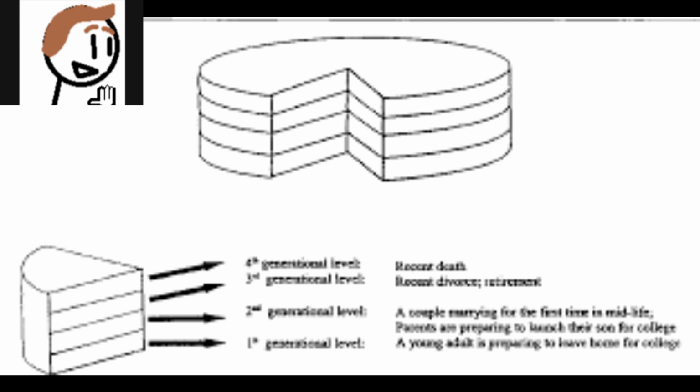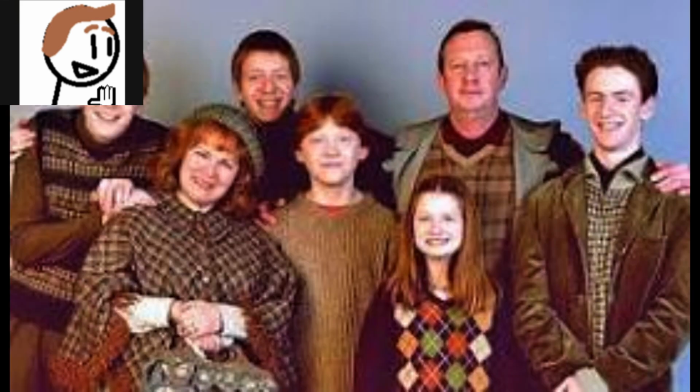It still has its problems, but this new model enables the layers to be added or removed as the generations transition to the next stage, making it more dynamic. Let's take a look at this model by using the Weasley family. This cake is only 2 layers deep because we never meet Molly or Arthur's parents. The top layer is, of course, Molly and Arthur.